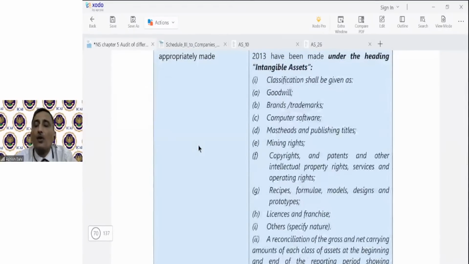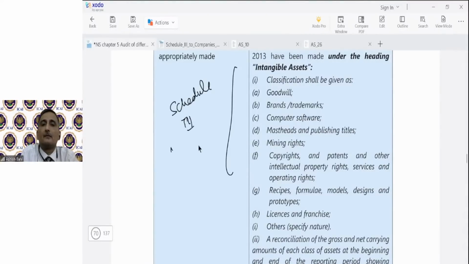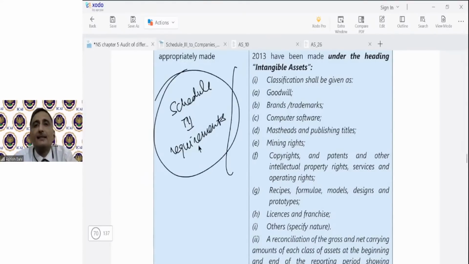So again, disclosure regarding the intangible assets. Schedule 3 requirements pertaining to intangible assets. Now these have to be remembered.